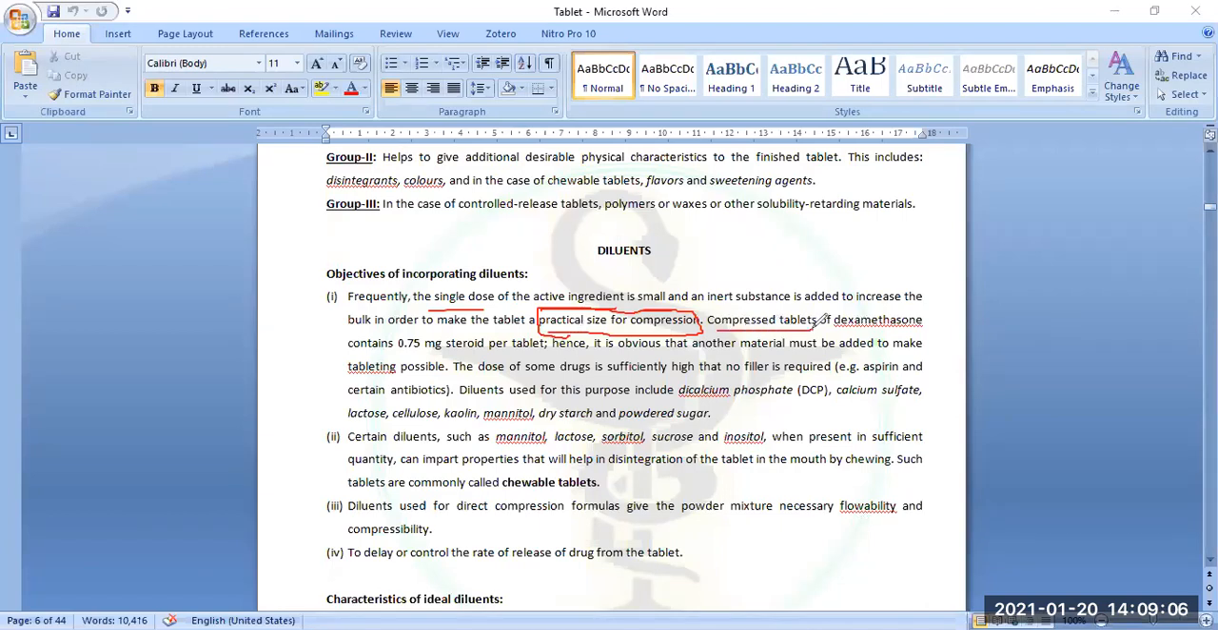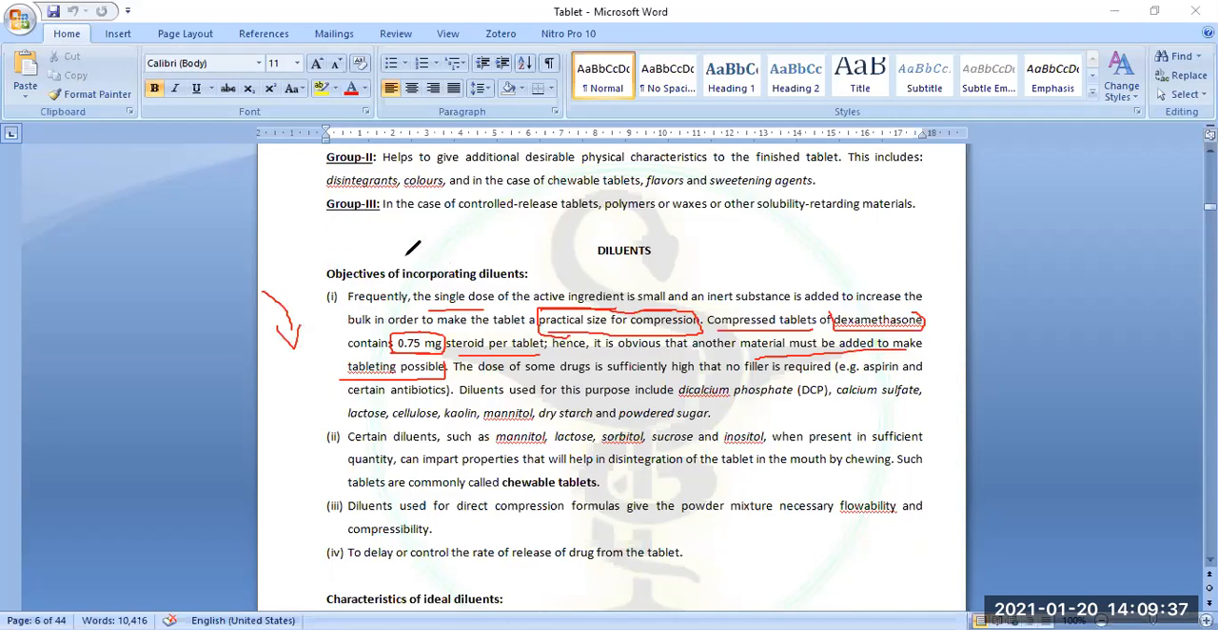For the compression of tablets, here is one example: dexamethasone contains 0.75 milligrams of steroid per tablet. Hence, it is obvious that another material must be added to make tableting possible. You cannot make a tablet using only 0.75 mg of drug. So you require a diluent.